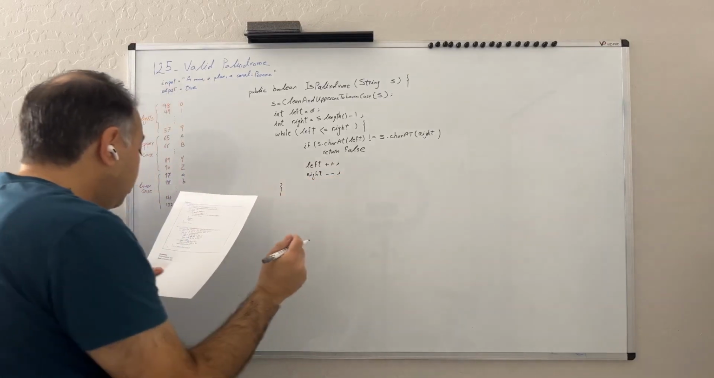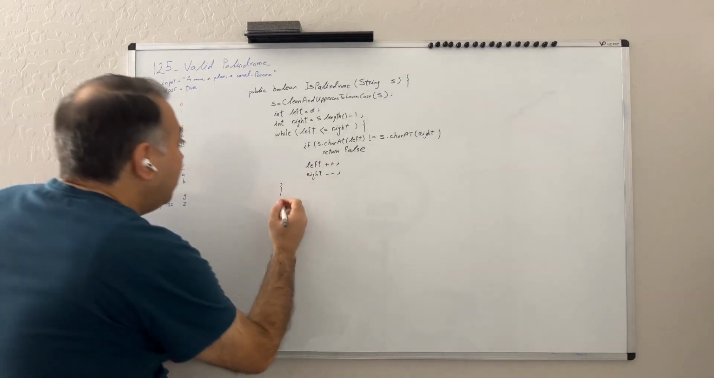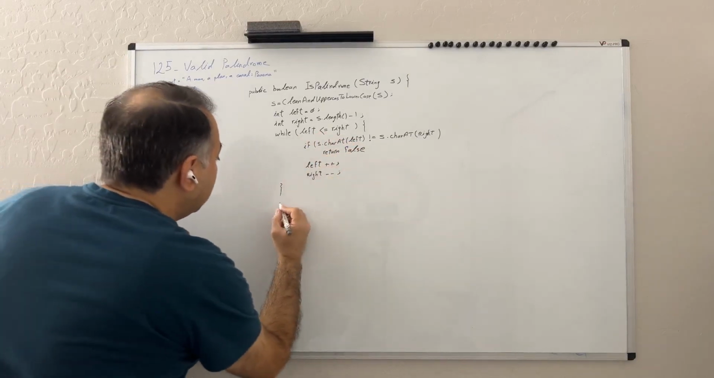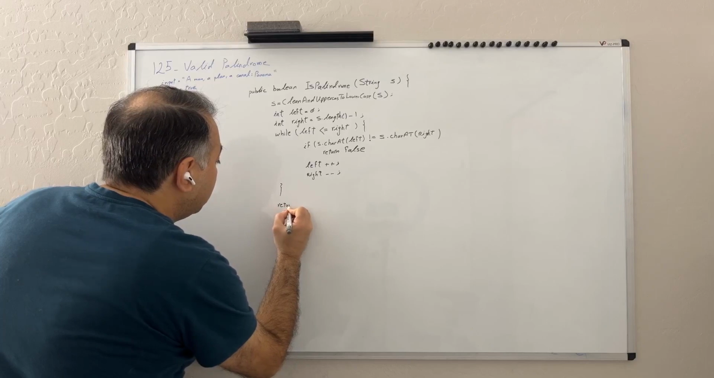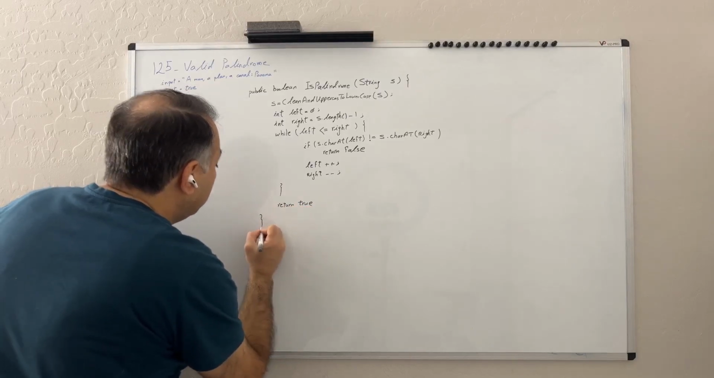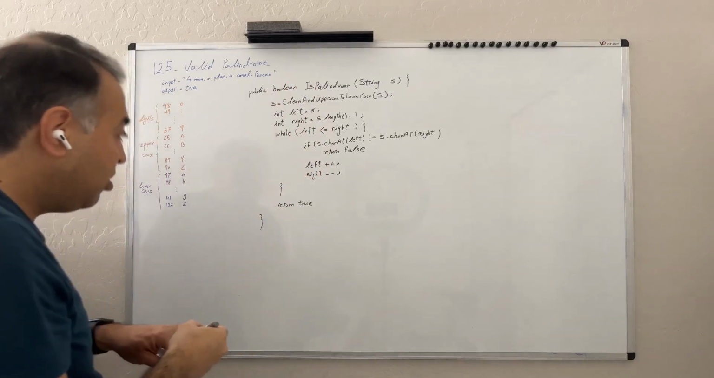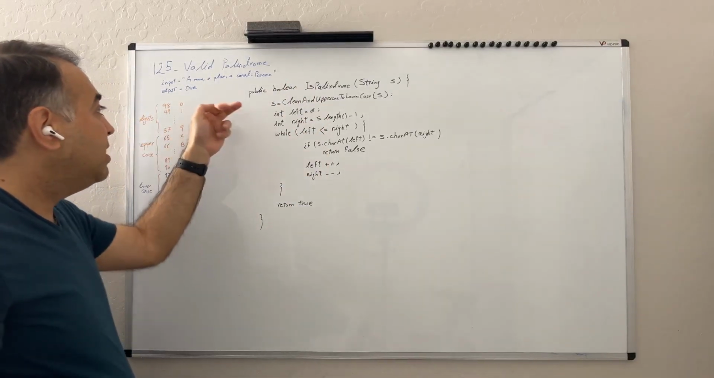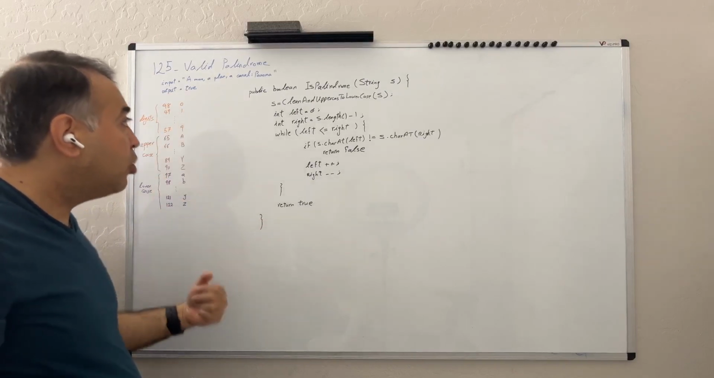I can close this one. And if this criteria will be true for all the strings, we can return true. So this is the body and the structure of the main method that we have to check the string that we have is palindrome or not.